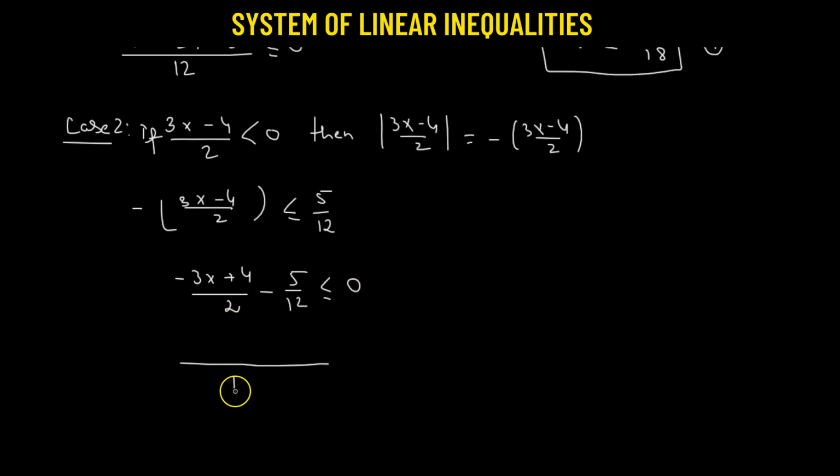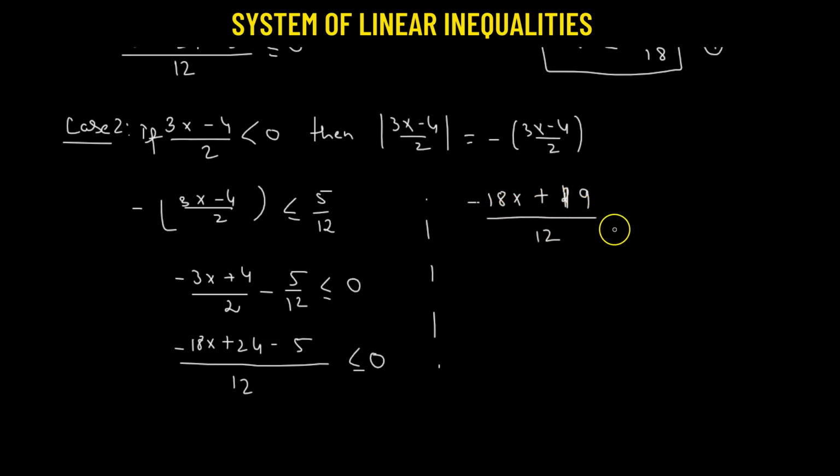We'll combine them to get 12, and in the numerator we have negative 18x plus 24 minus 5 less than or equal to 0. So this gives us negative 18x plus 19, divided by 12, less than or equal to 0. Now what we are going to do is multiply both sides with positive 12. In doing so, the sign of the inequality is not going to get affected because 12 is a positive number. This is going to give us negative 18x plus 19 is less than or equal to 0. Transposing 19 to the right hand side gives us negative 18x less than or equal to negative 19.